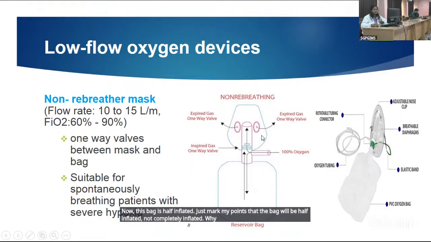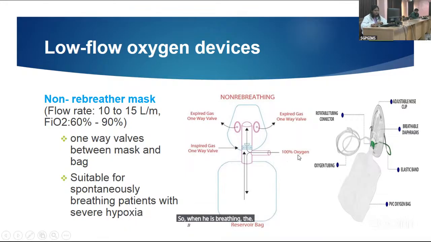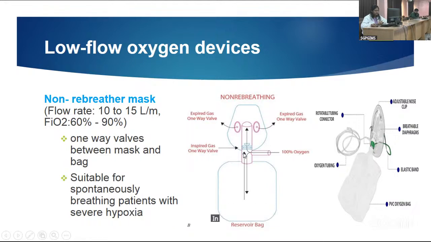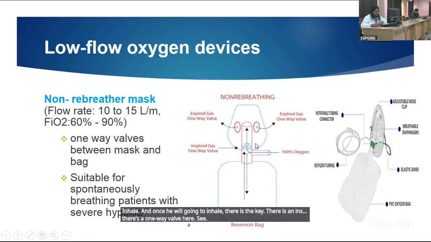Because the patient is continuously breathing. So when he is breathing, the 100% oxygen which has been filled in this bag, the patient is going to inhale, and there is the key. There's a one-way valve here. See, this is a one-way valve.